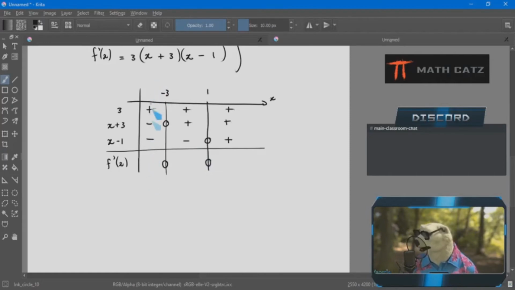For the first interval, I have a positive and 2 negatives being multiplied together. My answer will always be positive. For the middle interval, I have 2 positives and a negative. My answer will always be negative. For the last interval, positive.